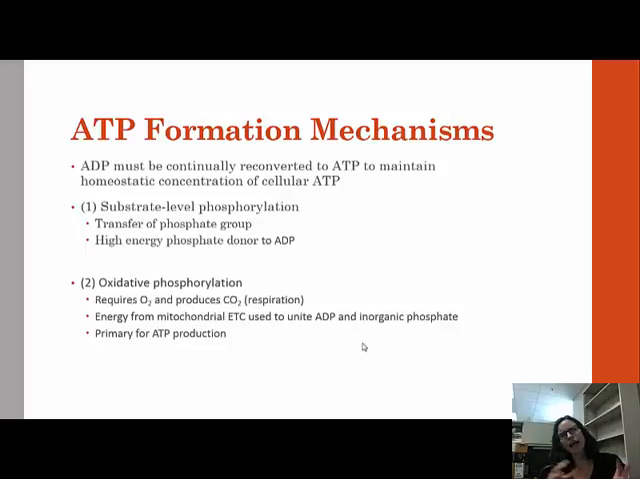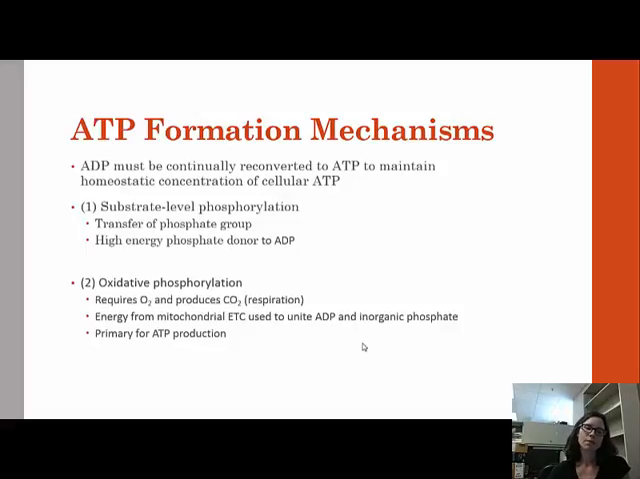So if we have not enough ATP, our bodies are going to try really, really hard. Our cells are going to try hard to make more. If we have plenty, then our bodies will kind of lay off a little bit and make less ATP. So ATP is formed through two mechanisms that we're going to talk about.